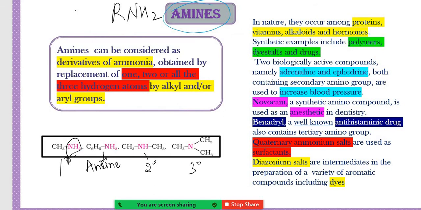So amine has an NH2 group. We generally write it as RNH2 when it is aliphatic, and when it is aromatic we write ArNH2. When we write NH2, it is a primary amine.